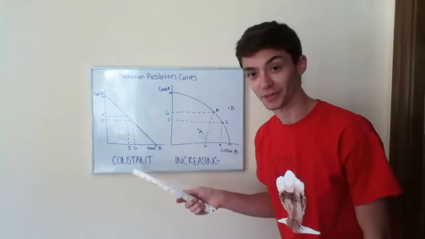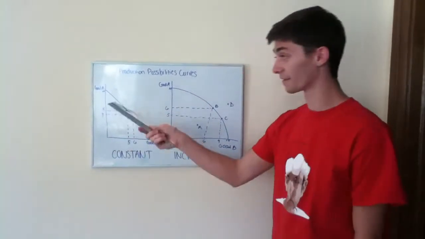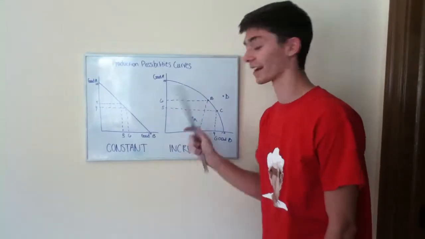For the constant opportunity cost, good A, as you see here, if it increases, good B, as you see here, will decrease at a constant rate.